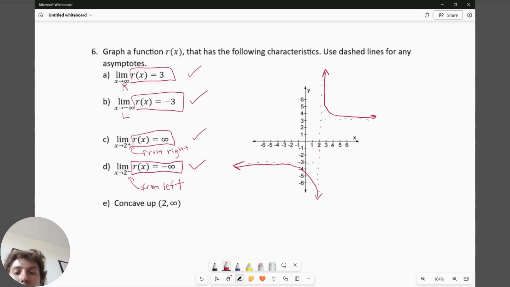The last one then, are we concave up from 2 to infinity? That would be this section of the graph up here. That does look concave up to me. So we would have our final answer sketching this rational function.